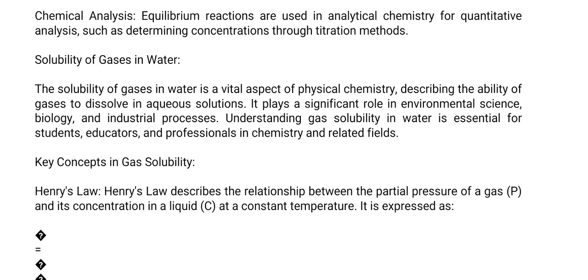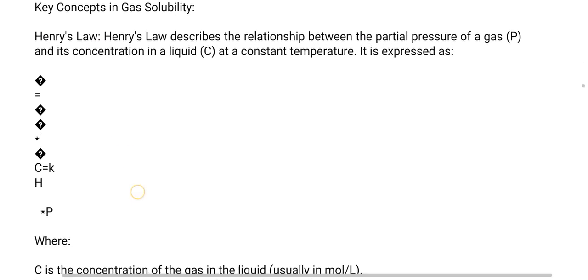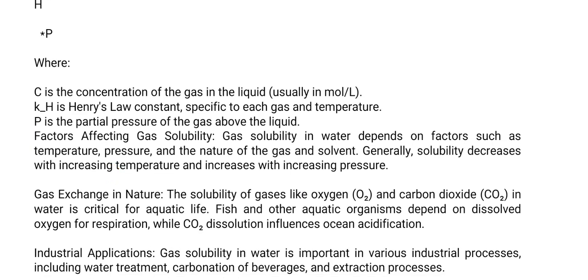Henry's law. Henry's law describes the relationship between the partial pressure of a gas and its concentration in a liquid at a constant temperature. It is expressed as P = H × C, where H is Henry's constant and C is the concentration of gas in the liquid.